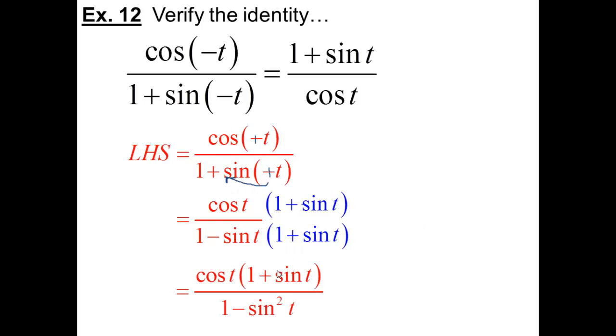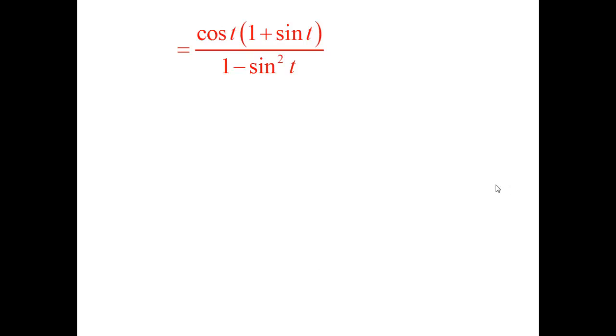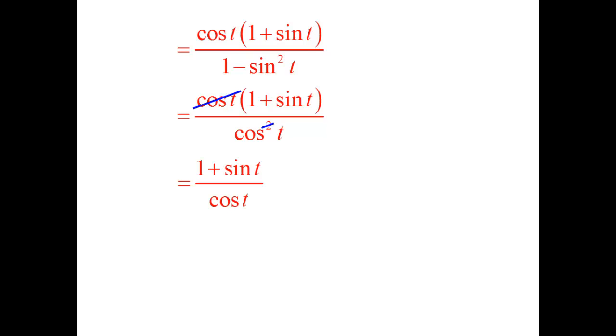That gives me cosine times 1 plus sine on the top, and 1 minus sine and 1 plus sine, of course, conjugate pair, difference of squares, 1 minus sine squared. I do that so that 1 minus sine squared becomes cosine squared, which then cancels with the cosine on the top, leaving me with 1 plus sine over cosine, right-hand side. And again, this is one of those techniques that if you hadn't seen it before, you would probably never have guessed to do that, but now that you've seen it, that's another technique you need to be looking for. If you want to turn a fraction upside down, try multiplying by its conjugate.